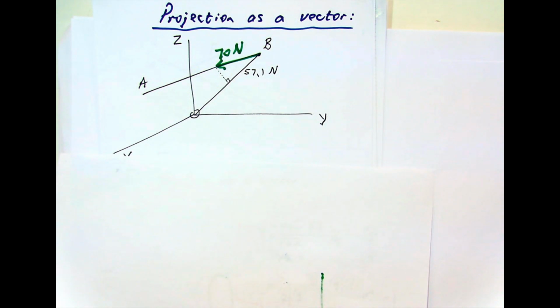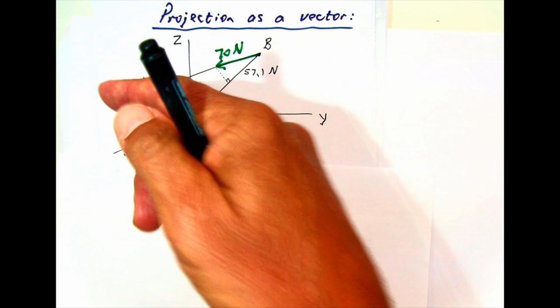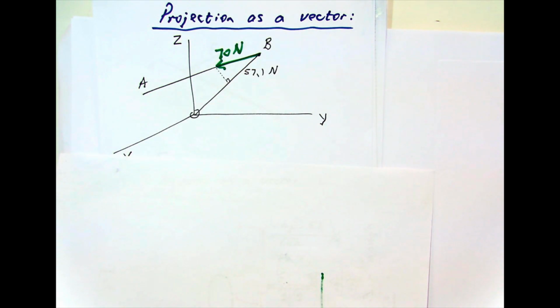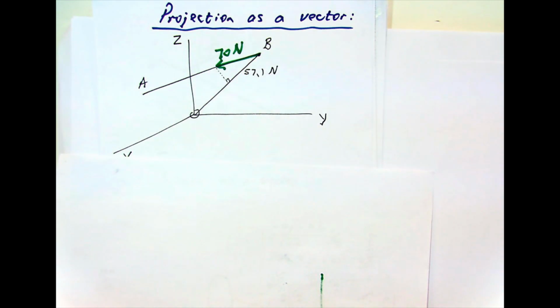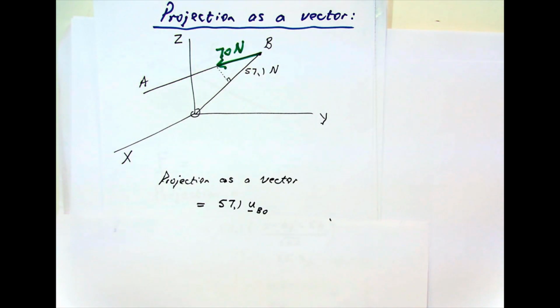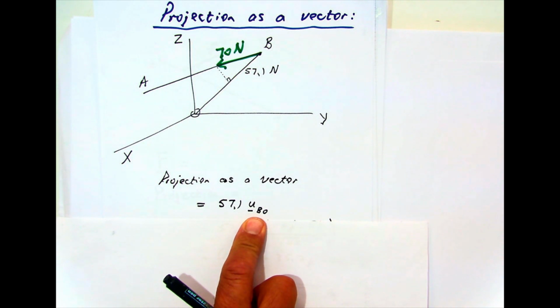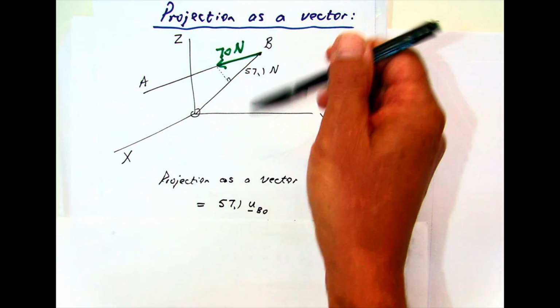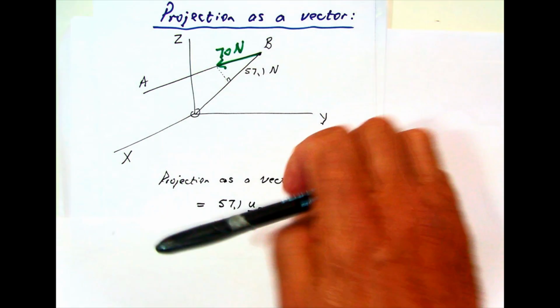So they could ask you, find the projection, the magnitude of the projection, or they can ask you to find the projection and write the magnitude as a vector. Write that force as a vector. So then you use the force times the unit vector. Which unit vector? The one which runs along this line. The same we did on the previous page.